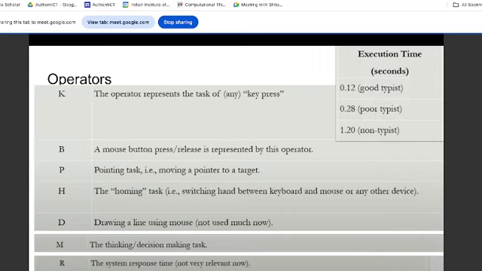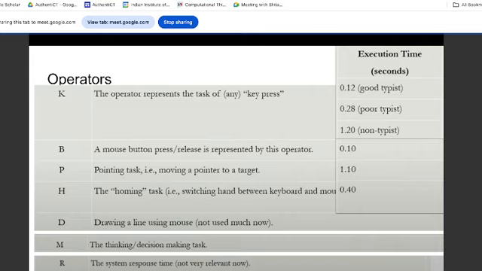For the key press action on the keyboard, the execution time for a good typist who has been using a keyboard for quite a long time is just 0.12 seconds, so it's not even a second. For a poor typist it is 0.28 seconds. For a non-typist it could be 1.2 seconds. It would take some time for the non-typist to find the keys, and that's why it takes about a second for them.